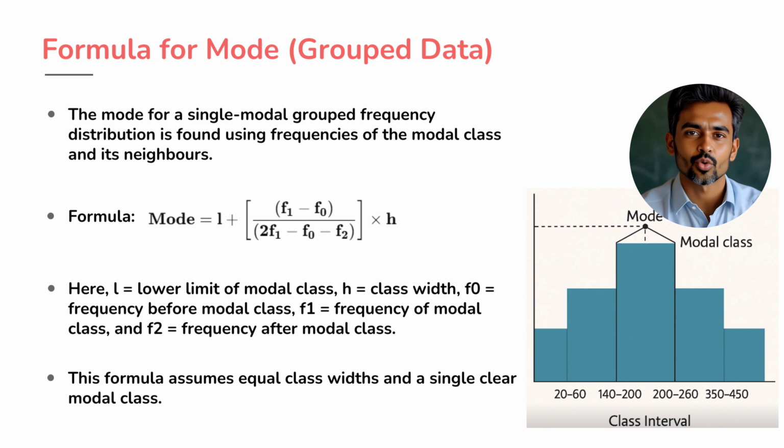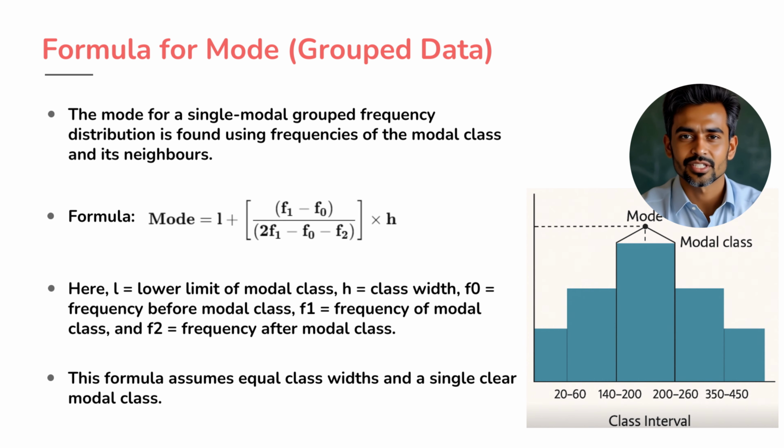Now, the mode for group data isn't just any guess. We can actually calculate it precisely using a formula. The formula goes like this. Mode equals L plus open bracket f1 minus f0 close bracket divided by open bracket 2 f1 minus f0 minus f2 close bracket, whole multiplied by h. Let's decode that. L is the lower limit of the modal class. h is the class width, basically how wide each class interval is. f1 is the frequency of the modal class itself, f0 is the frequency of the class before it, and f2 is the frequency of the class after it.